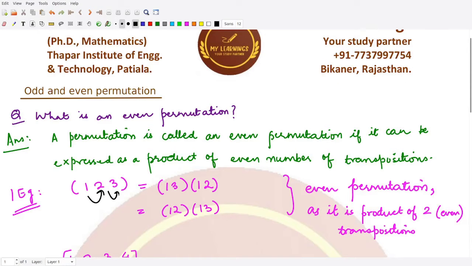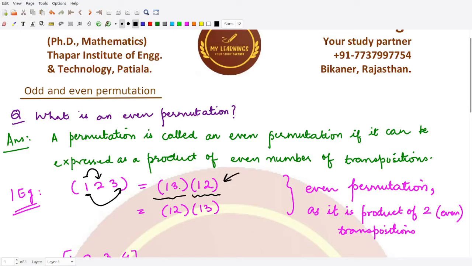to 2, 2 to 3 and 3 to 1. So by the previous result, we know the first element can be written with the last element, and the first element can be written with the second element. So this is expressed in terms of transpositions in this way. However, there are also other ways by which we can write a given permutation as a product of transpositions, but this is the standard way.